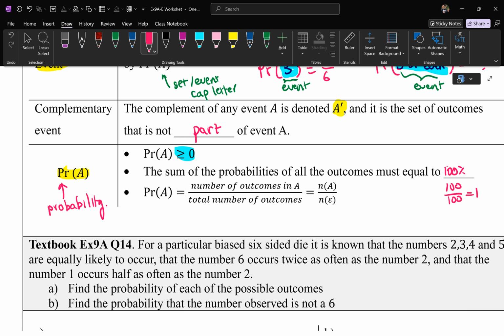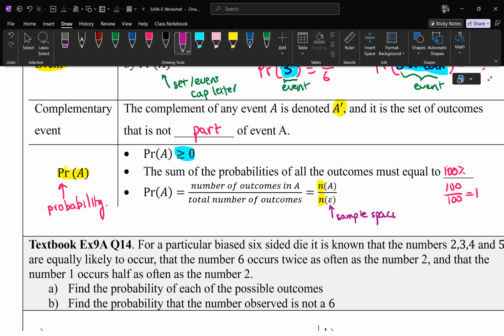Probability is calculated as the total number of outcomes, which is your sample space, and your interested outcome that you're looking for, so whatever event A is. What's the notation? So this is clearly the sample space.